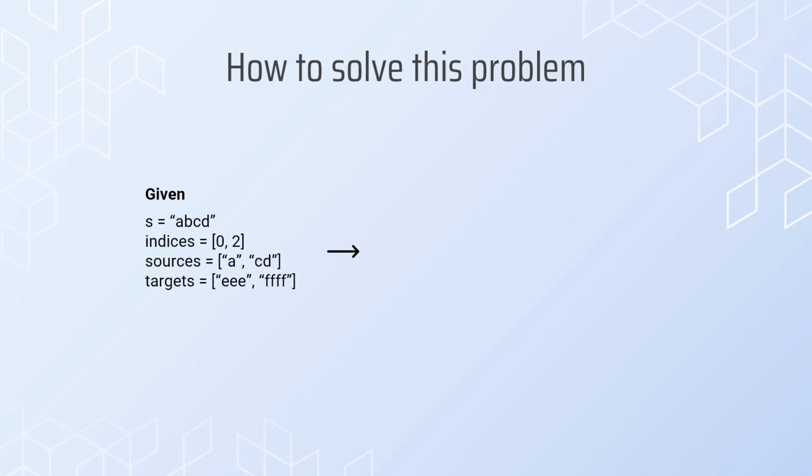Now we know that all three lists are parallel. So for instance, index 0 in indices goes hand in hand with sources at index 0 and targets at index 0. So 0, "a", and the three E's are going hand in hand. The 2, "cd", and the F's go hand in hand.